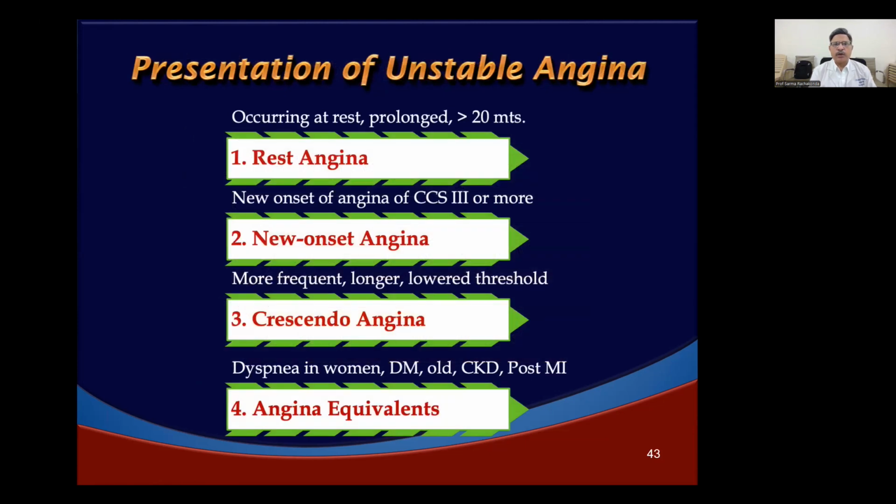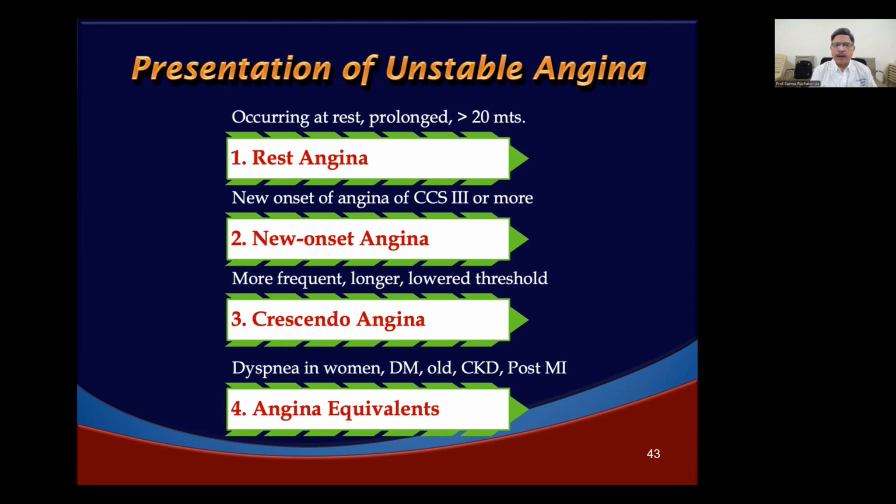Okay, what are the symptoms now? Occurring at rest and prolonged, more than 20 minutes. If there is a pain of 1 minute or half a minute, it is not infarction. It could be only angina, but the pain should be more than 20 minutes. Rest angina or new onset angina. New onset angina of Canadian classification 3 or more frequent, longer and lower threshold. That is called the crescendo angina. That means it is becoming more frequent, its duration is more, and a little bit of exertion itself is causing angina, which is called the crescendo angina.